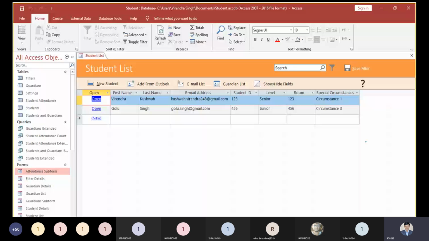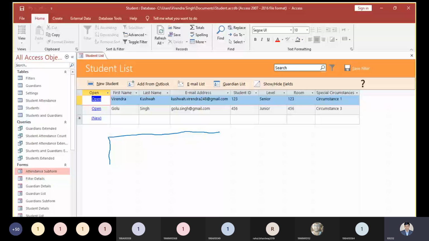So the first name is Viren, that is my name. I put in a last name for counting myself as a student. And Golu and Singh, I'm taking another example. So I have two records. But the question comes to our mind, sir, what is schema? Schema means the layout by which the data is represented: the first name, last name, email address, student ID, level, room, special circumstances. I can draw all those things, and the schema will be like this.